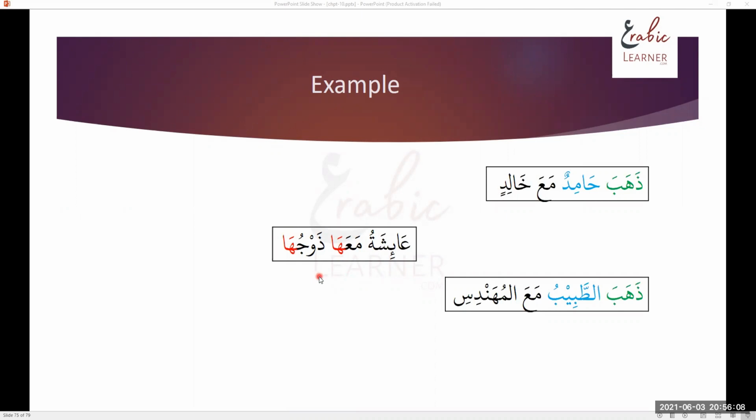Okay. Ma'aha is Mutalliq bil khabar. Well done. Sister Amina and others. And yes, mubtada muakhar in this small sentence. And the mubtada is zawjuha. Good. Is this clear, brothers and sisters? Anyone did not understand? You can ask me question now.